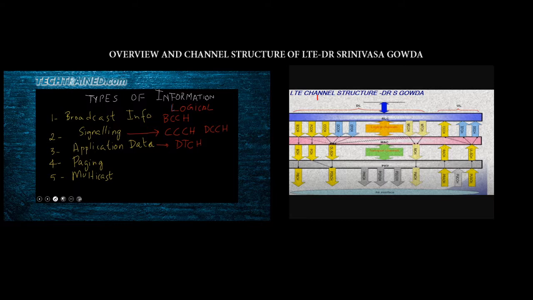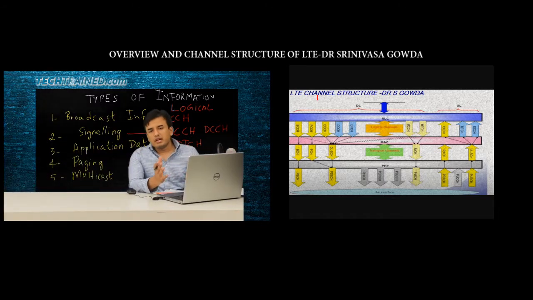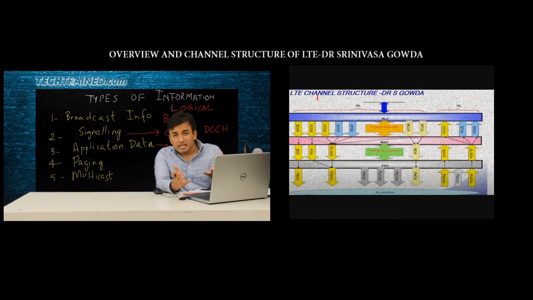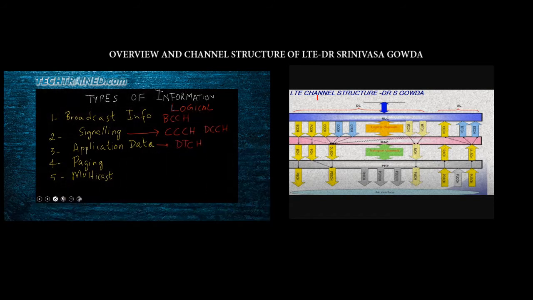And then we have paging information. We don't use our phones 24/7. Now, if you are a teenager, you may use your phone 24/7. You are allowed to do so. But apart from the jokes, paging is very important. In case of paging, we have a separate channel which is termed as paging control channel. It carries all the paging information.